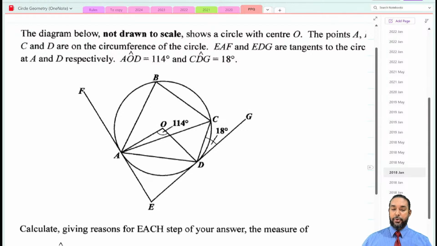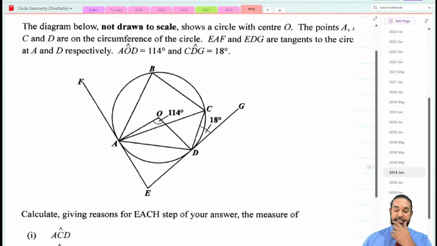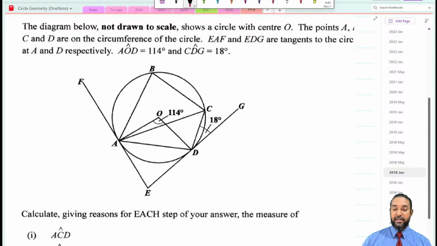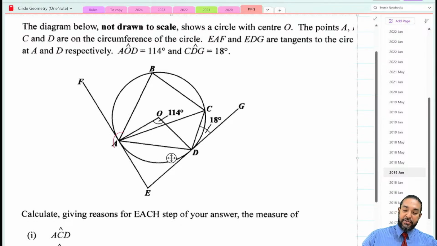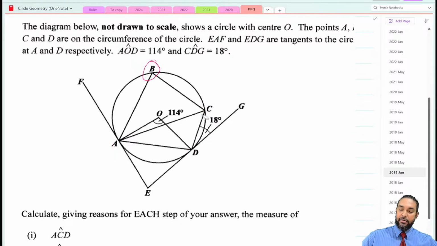The diagram below, not drawn to scale, shows a circle with center O. So we have center O, right? The points A, B, C, and, so the letter B was cut off, but I think we could guess that it was B. The points A, B, C, and D are on the circumference of the circle. So we have A, B, C, and D, and we can see a cyclic quadrilateral.